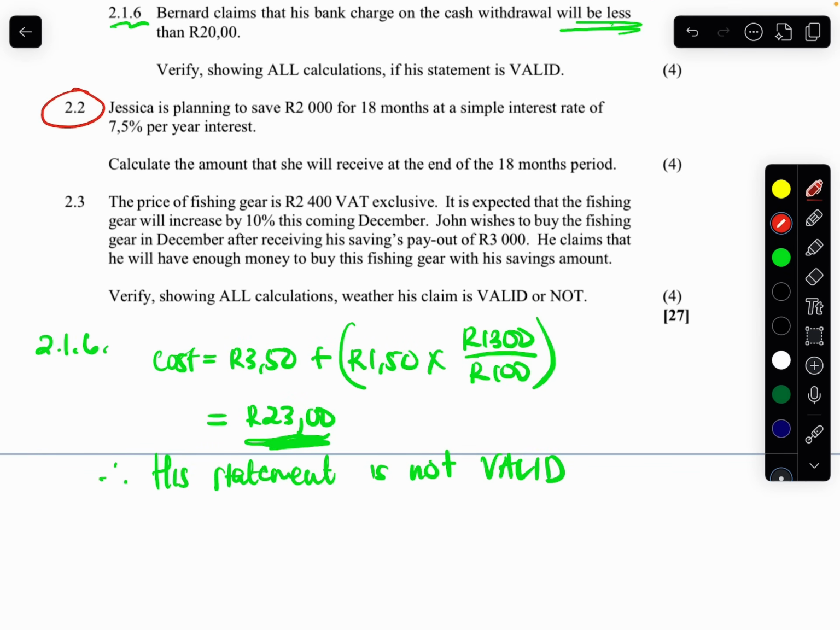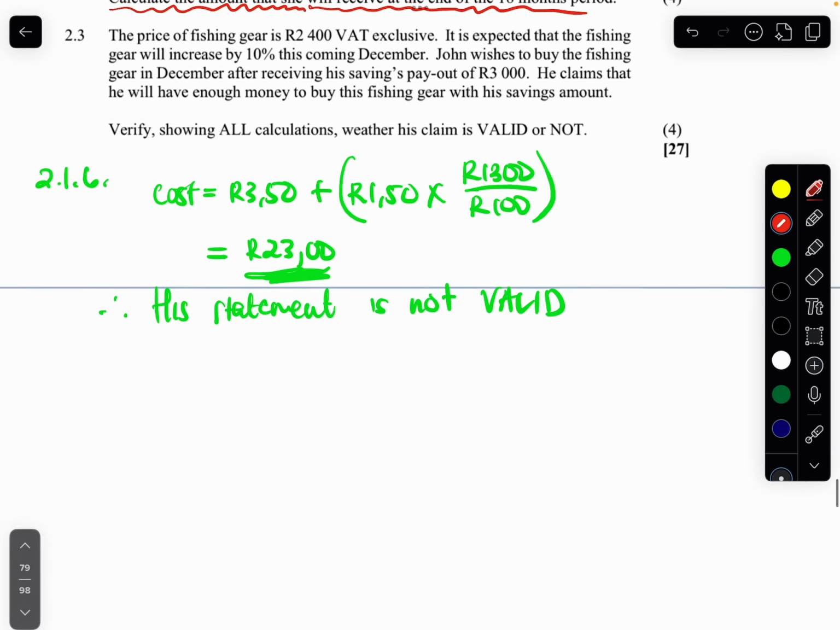The next question, 2.2, says Jessica is planning to save 22,000 rand for 18 months. 18 months, that's 1.5 years, so it's a year and 6 months, so it's 1.5 in terms of years. Now, at a simple interest rate of 7.5 per year. Now it says calculate the amount she will receive at the end of the 18 months. So we have to calculate these savings here. So what are we going to do in 2.2?